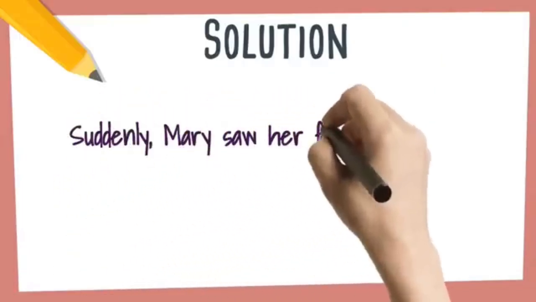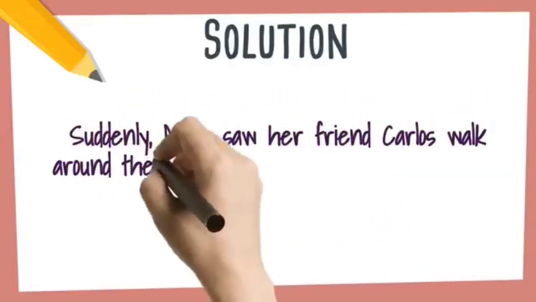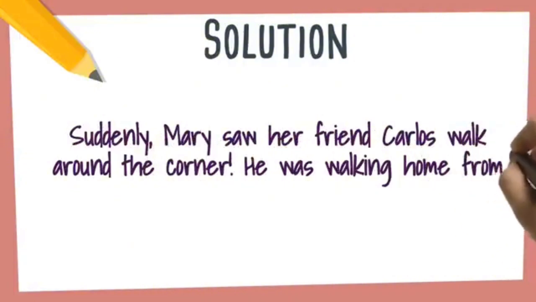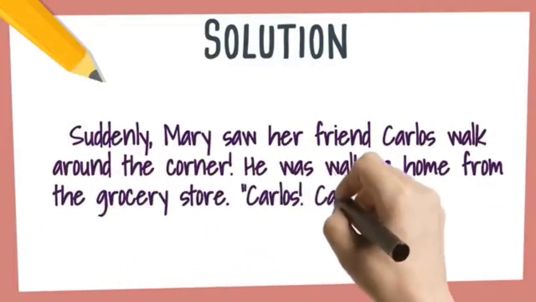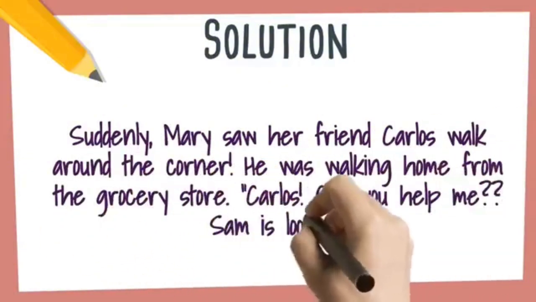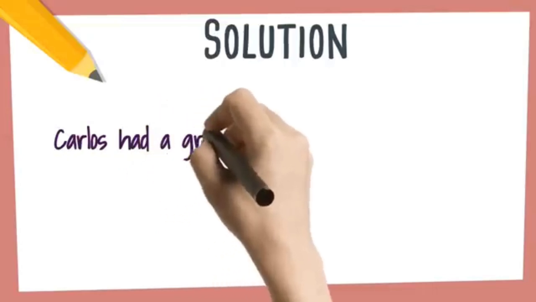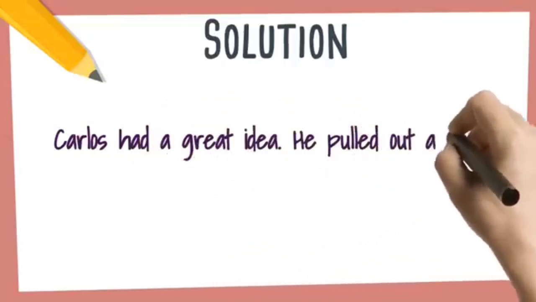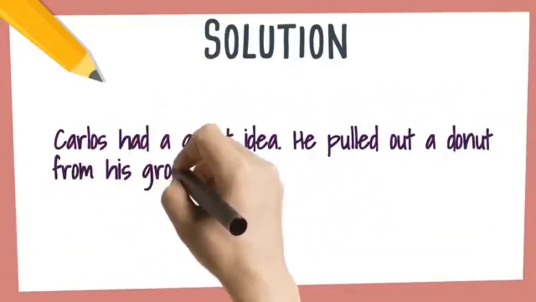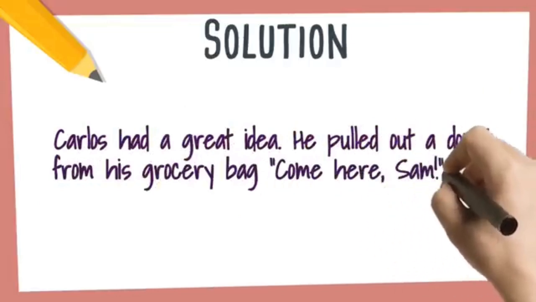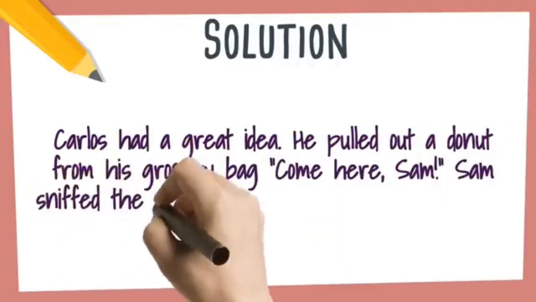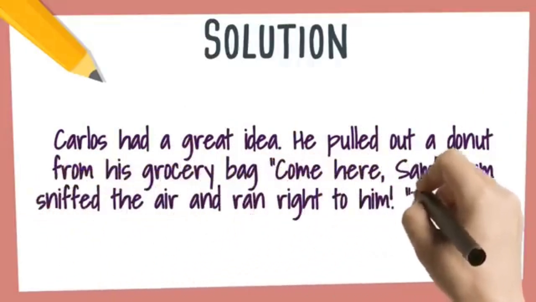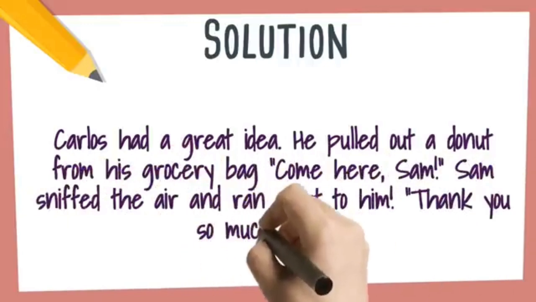Suddenly, Mary saw her friend Carlos walk around the corner. He was walking home from the grocery store. Carlos, can you help me? Sam is loose. Carlos had a great idea. He pulled out a donut from his grocery bag. Come here, Sam. Sam sniffed the air and ran right to him. Thank you so much, Carlos.